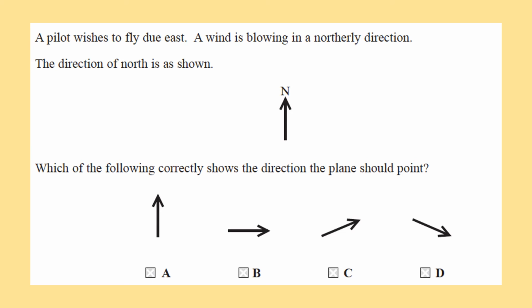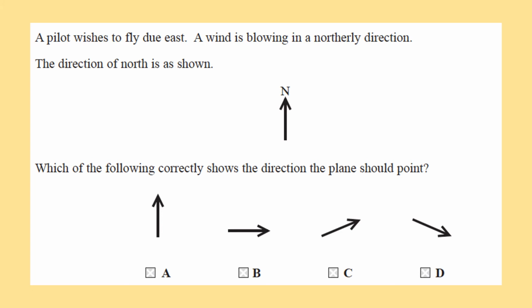All right, so let's look at this example here. This is a simple multiple choice question that you will find in any exam at the beginning. They give you some multiple choice questions. So a pilot wishes to fly due east. A wind is blowing in a northerly direction. The direction of north is as shown. Which of the following correctly shows the direction the plane should point? So let's look at all 4 options.